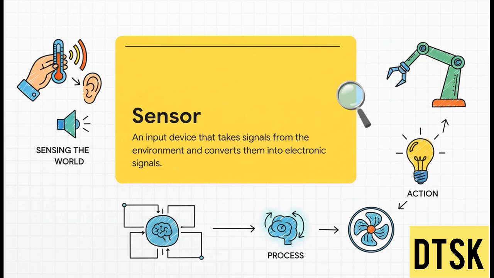Maybe the light is fading or the room's getting a bit chilly. They take that information, and this is the crucial part, they translate it into an electrical signal. It's like they're converting it into a language the circuit can finally understand.